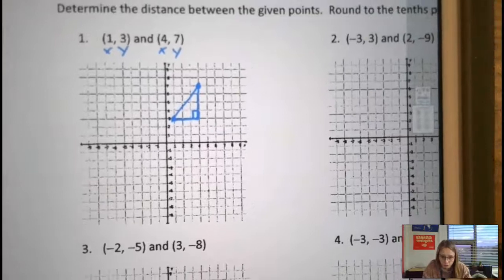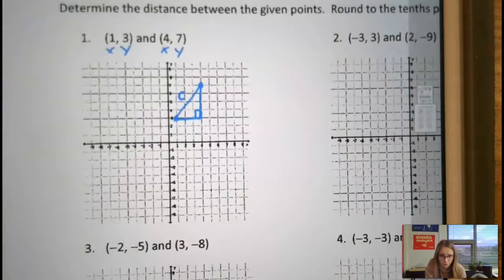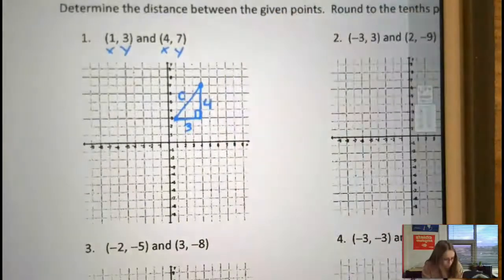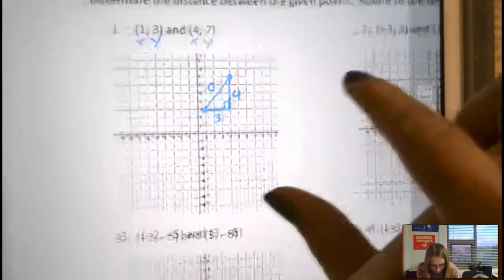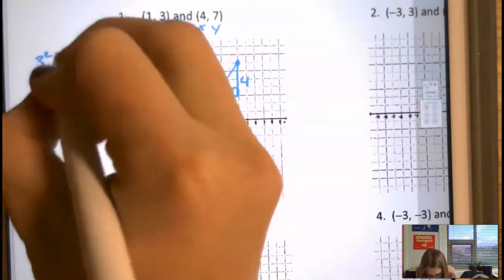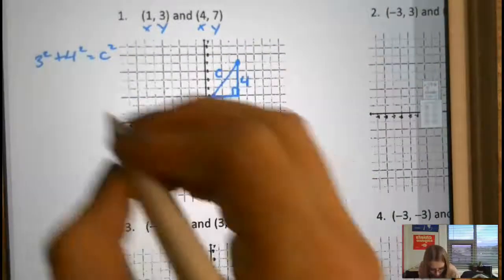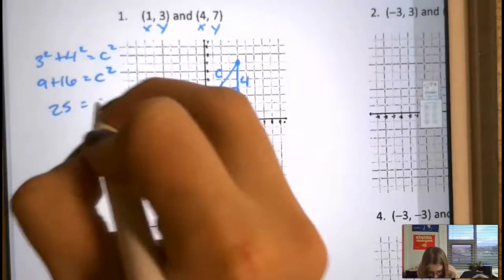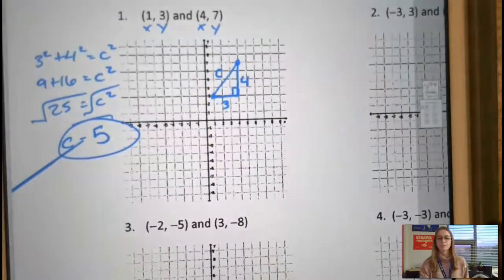Alright, so now all we have to do is find those leg distances so then we can find our hypotenuse. And all we have to do is count our little squares. So right here that's 3 squares by 4 squares. And all we have to do is plug that in. So we're going to do 3 squared plus 4 squared equals c squared, because those are my legs and my hypotenuse. So then I get 9 plus 16 equals c squared. And now we just got to take the square root, and c equals 5. So that length right there is 5.